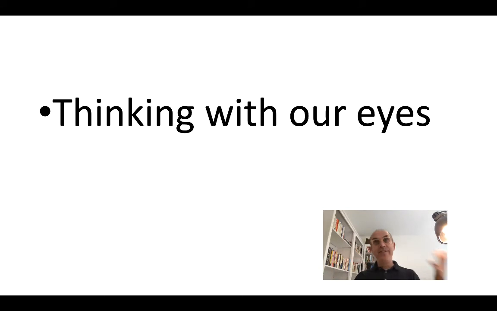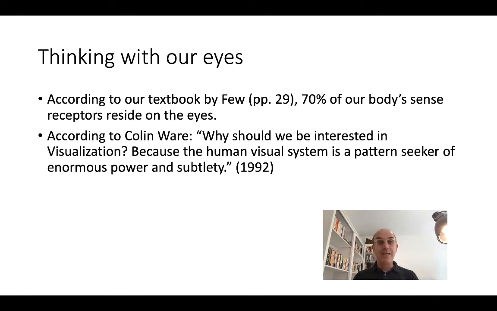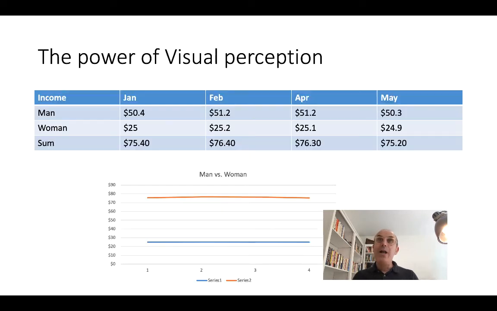My own vision is that we are thinking through our eyes. And this is something that we need to understand and comprehend, and try to tell a story through this visualization, to tell the story of the data. So according to our textbook, 70% of our body's senses are based on our eyes. And according to Colin Ware, we should be interested in visualization because the human visual system is a pattern seeker of enormous power and stability, which means that we are relying on our eyes to do that.